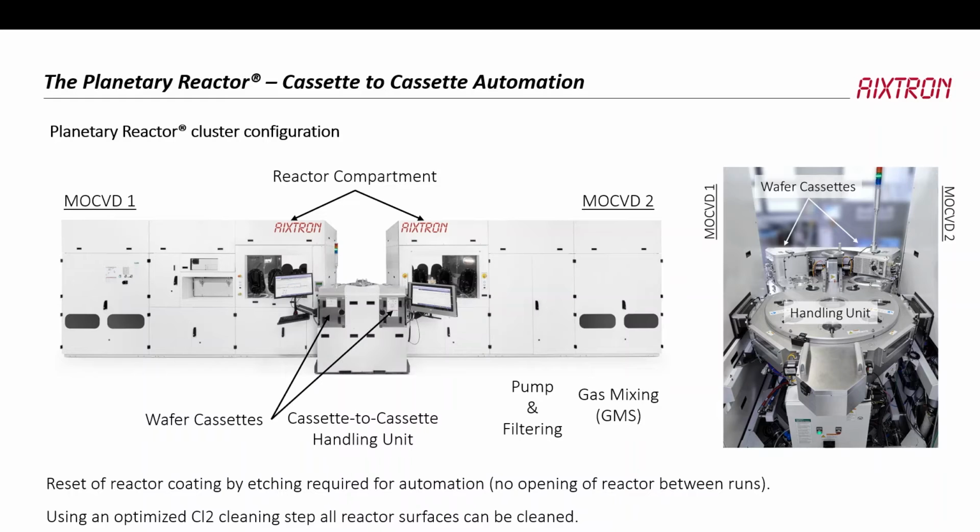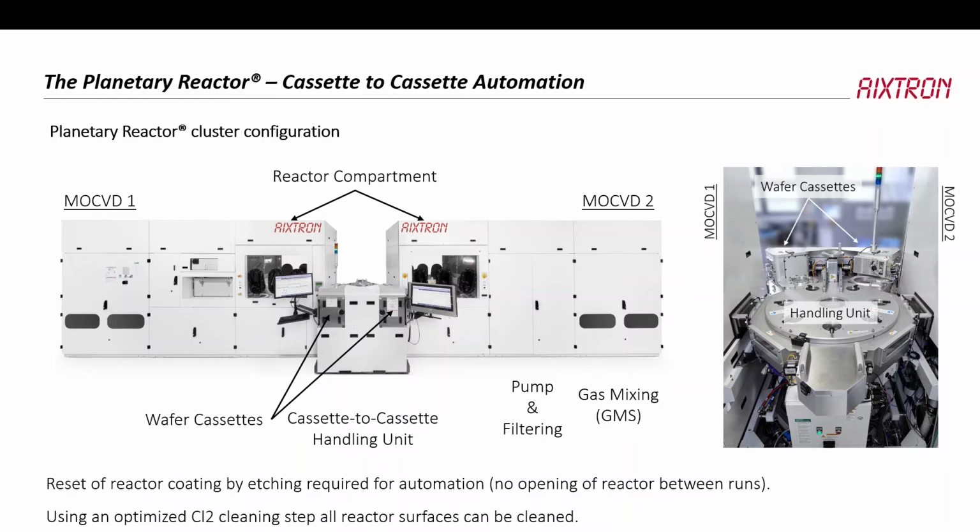So fabs, especially we heard about the ISO 1 fab where there is no human interference allowed. I think we're not that far yet in compound, but we have to get there, which means that there is no way that an operator will open the reactor in between runs and take out the wafers and put in new wafers and scrub reactor parts and so forth. So what we need to have is automation where we have cassette to cassette.